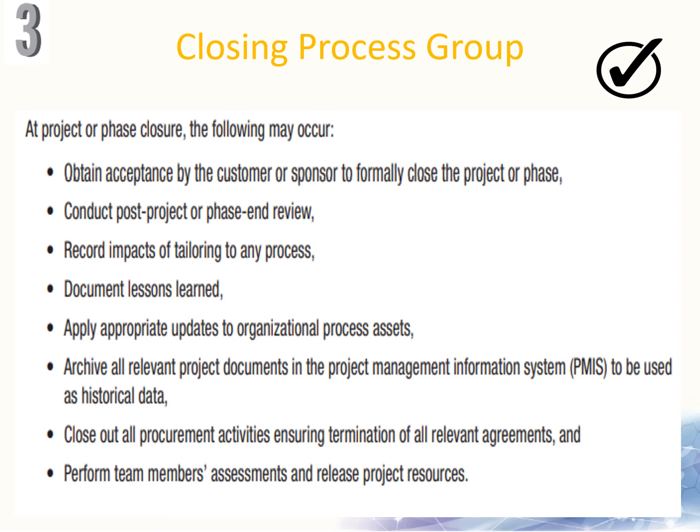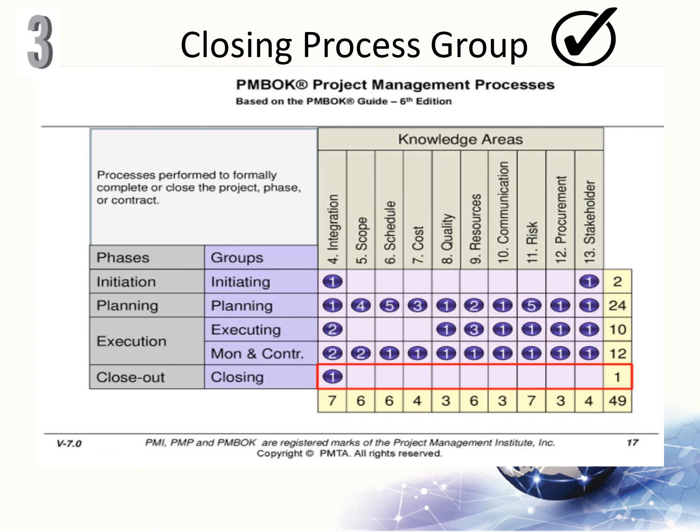So, at project or phase closure, the following may occur. We need to obtain acceptance, conduct post-project or phase end review, record impacts of tailoring to any process, document lessons learned, apply appropriate updates to organizational process assets, archive all relevant project documents in the project management information system to be used as historical data, close out procurement activities ensuring termination of the relevant agreements, and perform team members assessment and release project resources. These are the processes performed to formally complete or close the project phase or the contract.